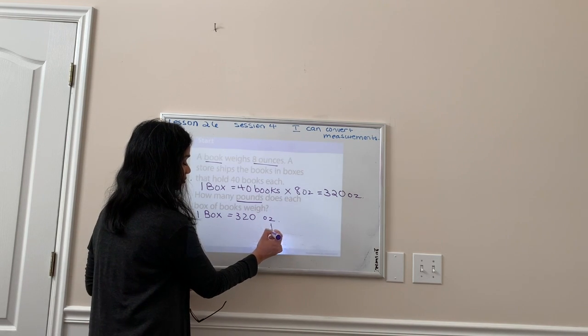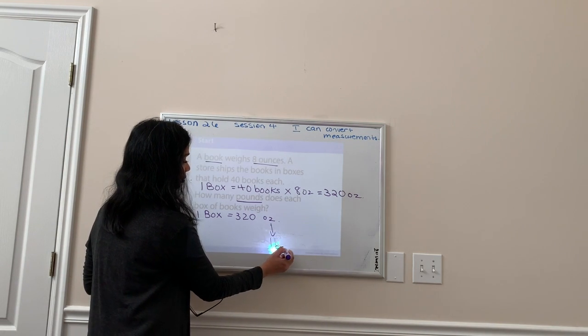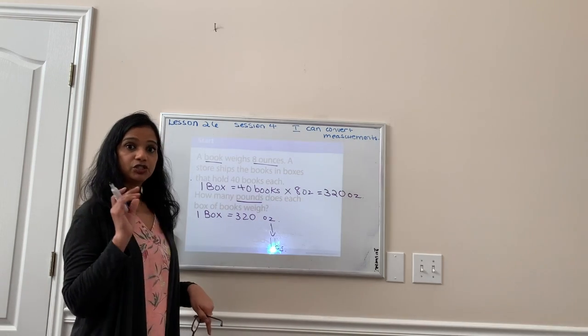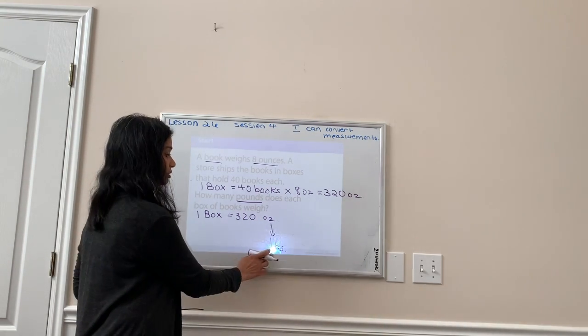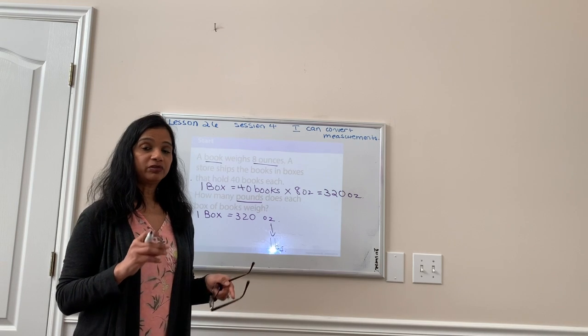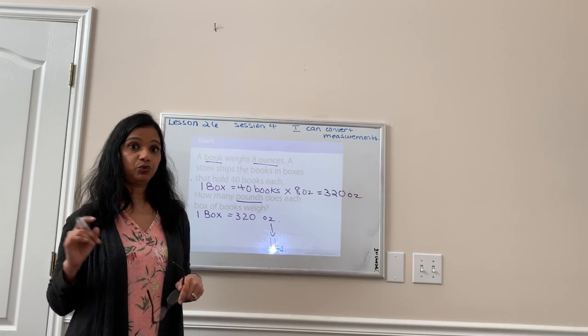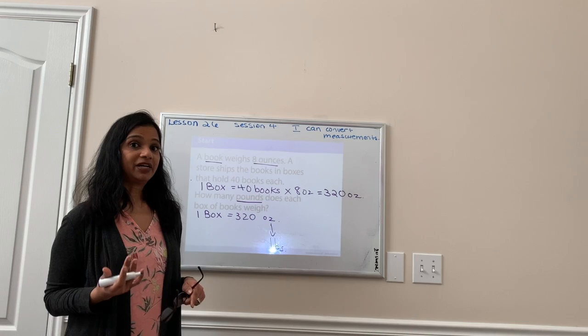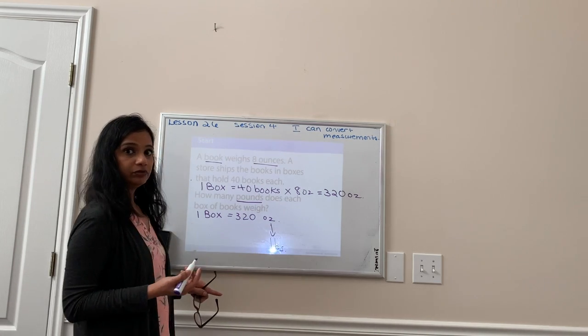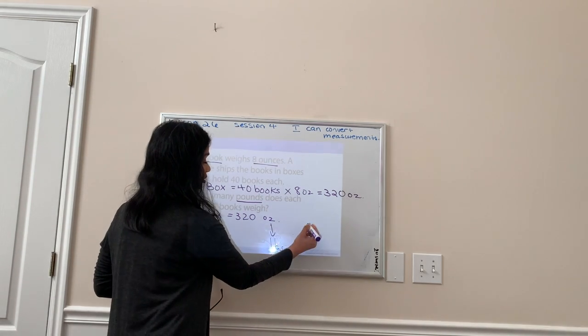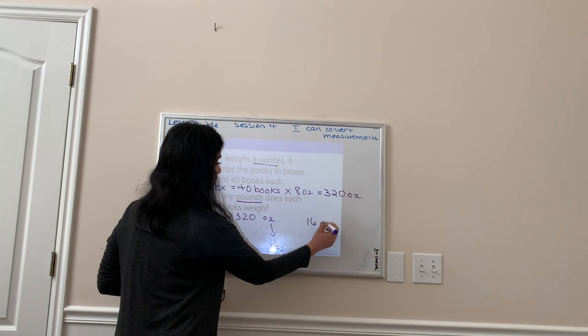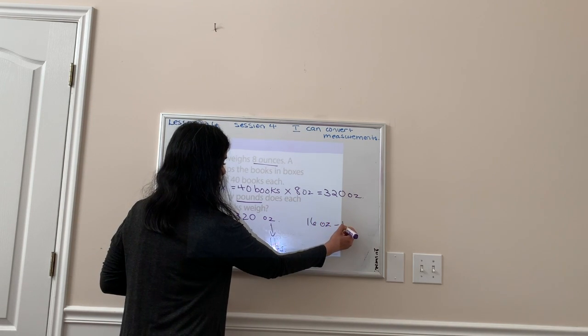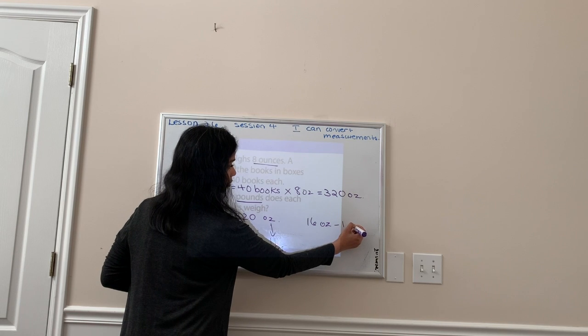So we're going to go from ounces to pounds. Ounces is the smaller unit, pounds is the bigger unit. When we go from small to big, we divide. And what do we divide by? We need to know what is the conversion. So I know that 16 ounces is equal to 1 pound.